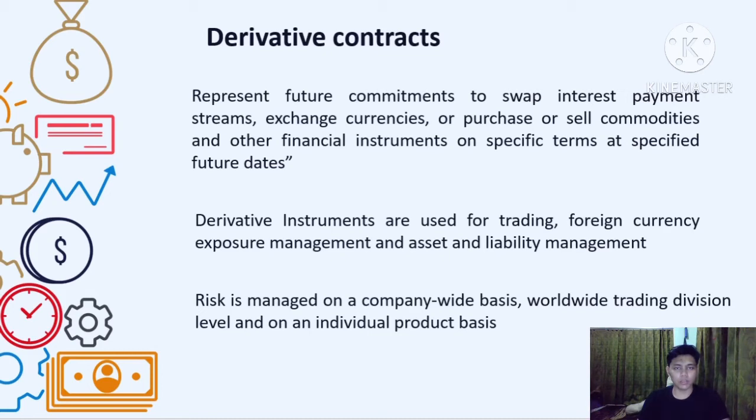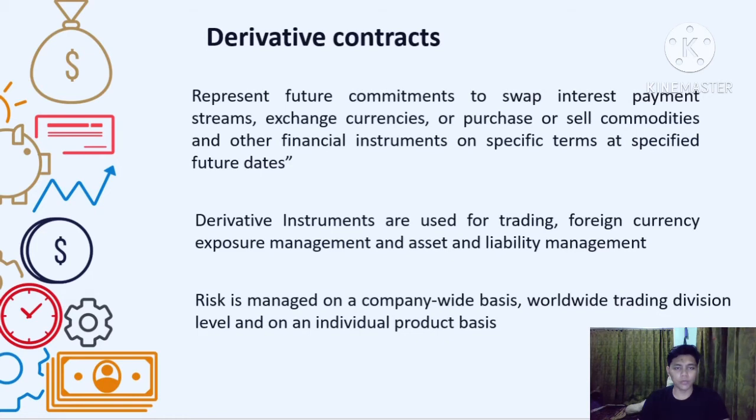So it is about the derivative contract, and the derivative instruments are used for trading, foreign currency exposure management, and asset and liability management. The risk is managed on a company-wide basis, at the worldwide trading division level, and on an individual product basis. So that is the kind of derivative contract in Morgan Stanley's business activity, how they manage the risks, and how the instruments work in the field of derivative contracts.